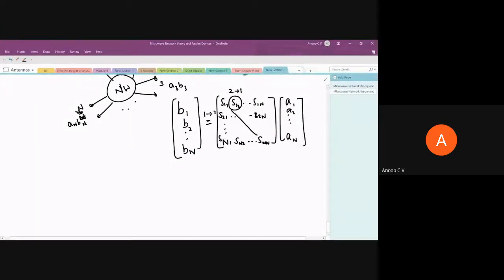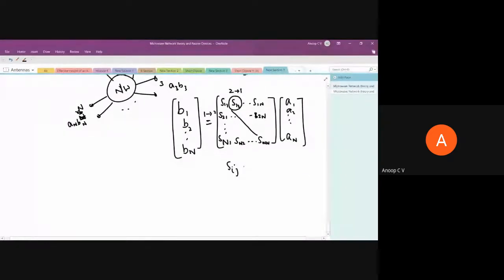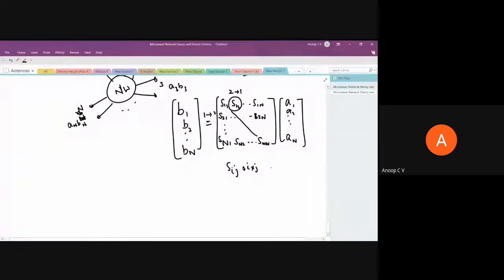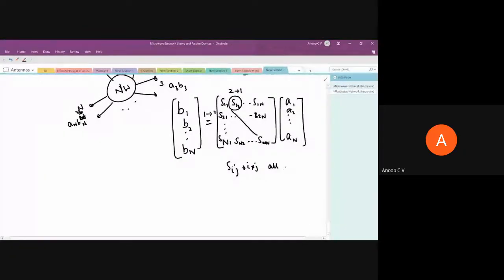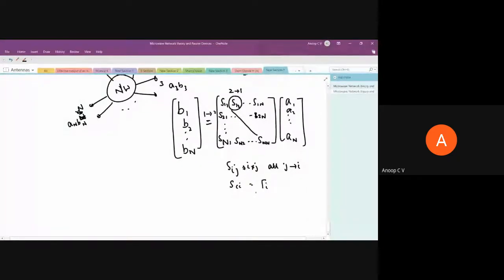So in general, Sij for i not equal to j will be the attenuation for a wave traveling from j to i, and all Sii or Sjj will be the reflection coefficients of those particular ports. That is the S parameter representation.